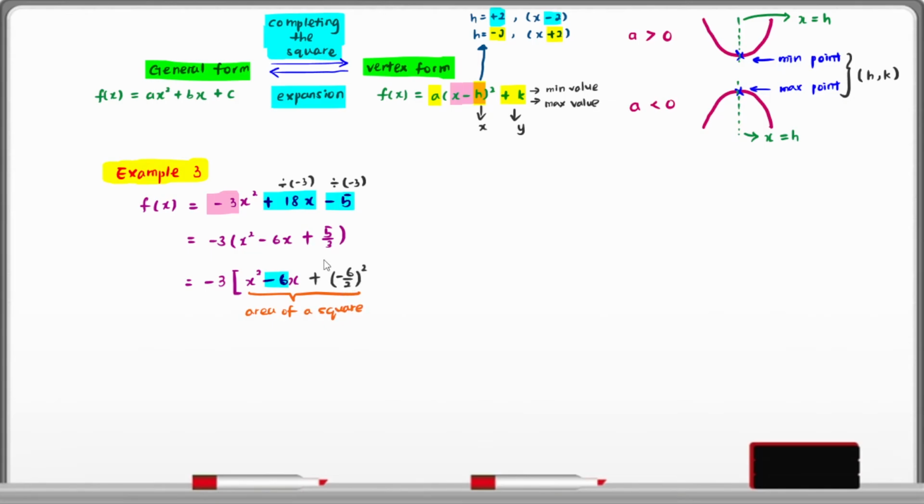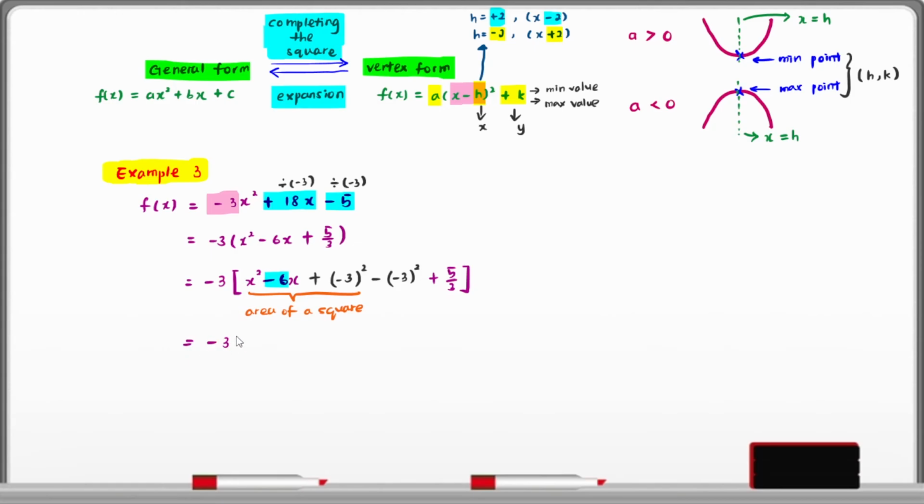Now negative 6 divided by 2 is the same as negative 3. So here I'm just going to copy using the number negative 3. Now to keep the equation as it is, I'm going to minus the number that I add in. So here is going to be minus negative 3 squared. And don't forget we still have plus 5 over 3 at the back there.